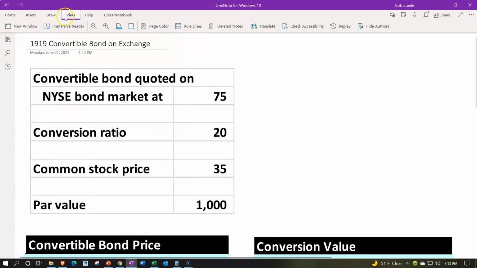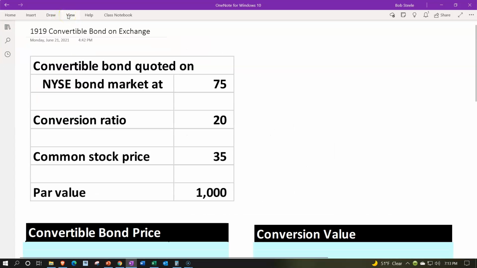Closing the icon, we have our information up top, calculations down below. We're looking at convertible bonds, those being bonds with a conversion option, allowing the investor to convert them to some share of common stock if they so choose. We have the convertible bond quoted on the New York Stock Exchange bond market at 75. That's how you might see it listed, and that would basically mean 75% of the par value, which is 1,000 here. If it was 80, you would say 80%, and so on.